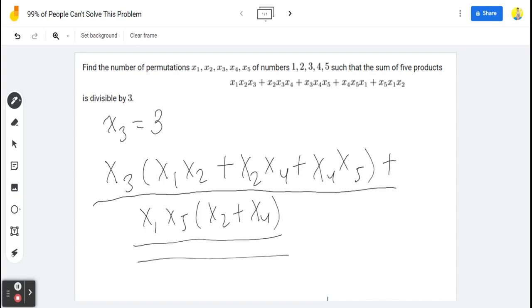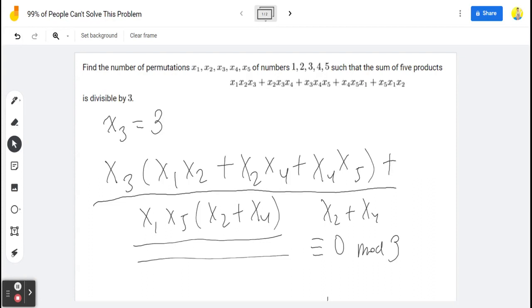How do you know the second part is divisible by 3? Well, we know that x1 and x5 are not divisible by 3. So x2 plus x4 must be 0 mod 3. So how many ways can x2 plus x4 be divisible by 3?